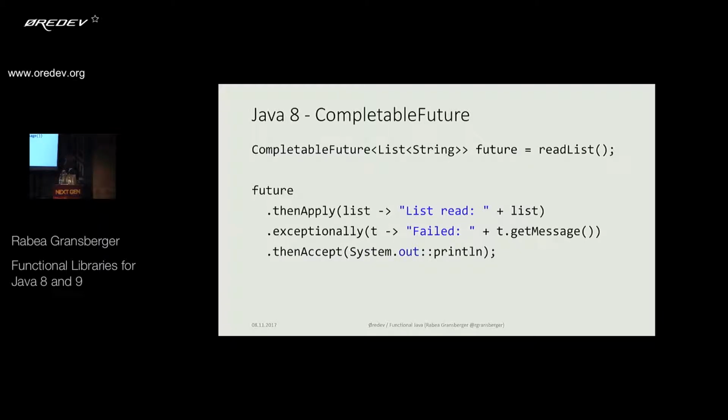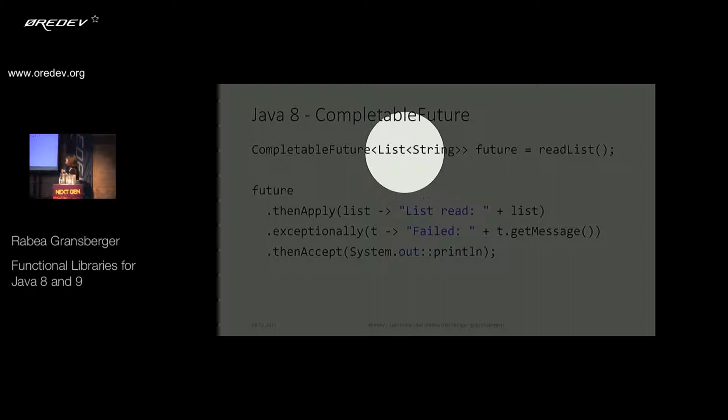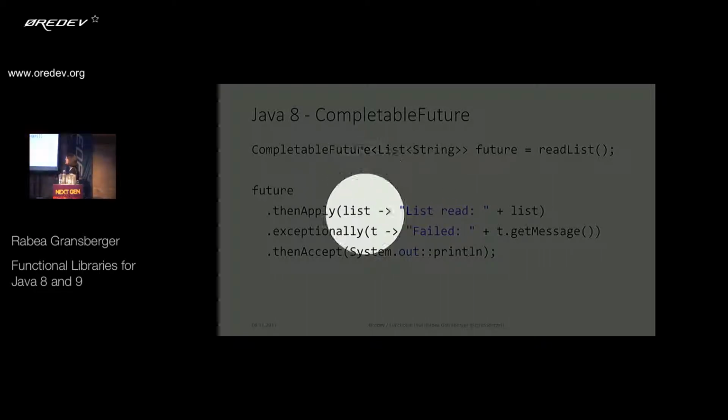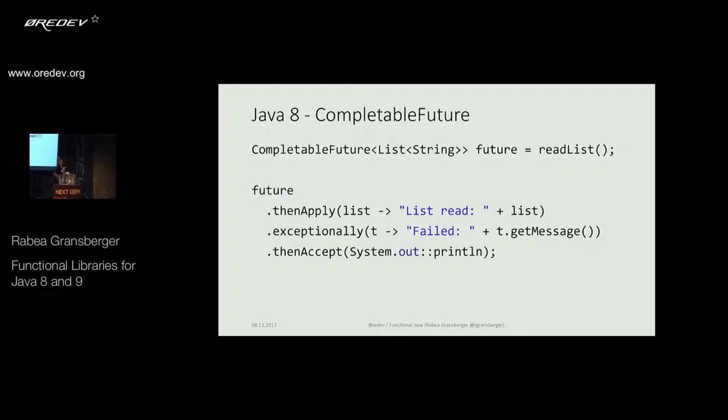So we can read in a list in the background, for example from a file, and get back a list of strings wrapped in a CompletableFuture. The CompletableFuture will execute in the background, and we can register some callbacks, and they will be called when the result is ready, right? So we can call, for example, thenApply. This will be applied when the list is completed, so we just print out that we read in the list. In case of an exception, we just give out the error message and print it out.